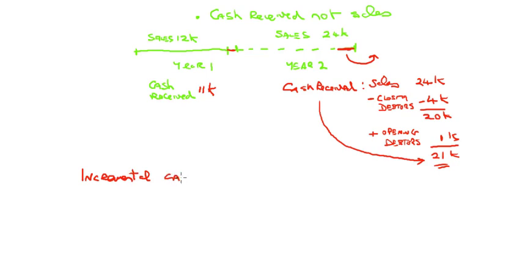Incremental cash flows. Incremental means additional cash flows, and here they mean additional cash flows because the project takes place. They are only the cash flows that will only occur if the project takes place, and in this analysis we only include these incremental cash flows.